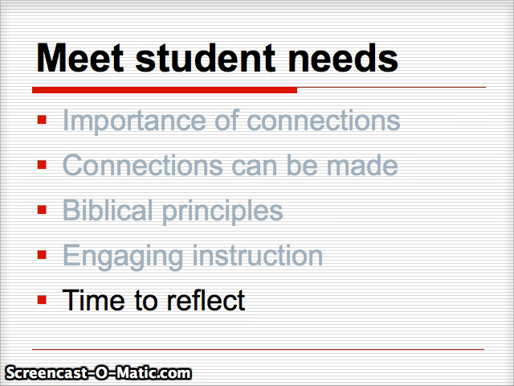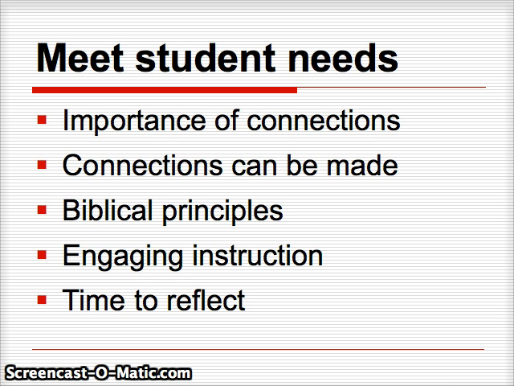And to make better connections, students might need more time in class to reflect. You know, students are busy, and if you can give them more time in class to reflect, a few more minutes, maybe even longer than that, to reflect on how God's world and God's Word are connected, they'll make better connections. I want to encourage you to meet student needs.